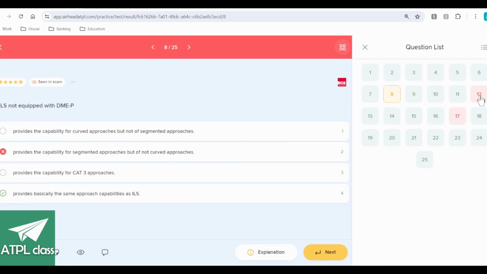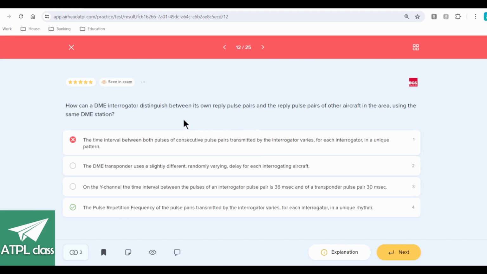What other ones do we have? Question 12. So this, yeah, it's the unique signature of the pulse pairs and the little gap in between them, not the gap in between that pulse pair and the next pulse pair. That's what that question's meaning.